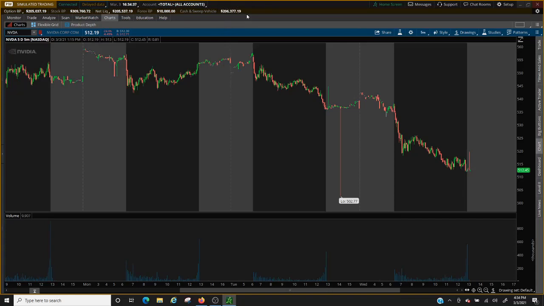If you make more money, that's good, but you cannot withdraw it. If you lose all the money, it's not your money, it's fake money. But you can always call, if you blow your account, all $250,000, you can call Thinkorswim and have them reset it for you. Okay, guys?